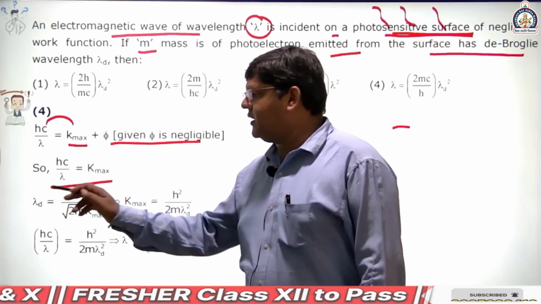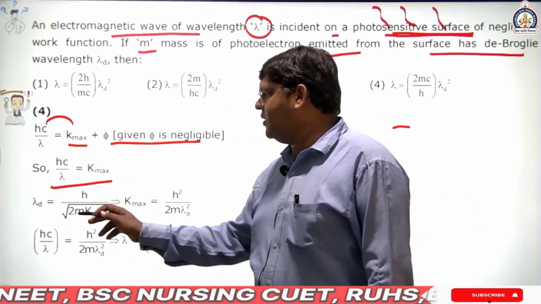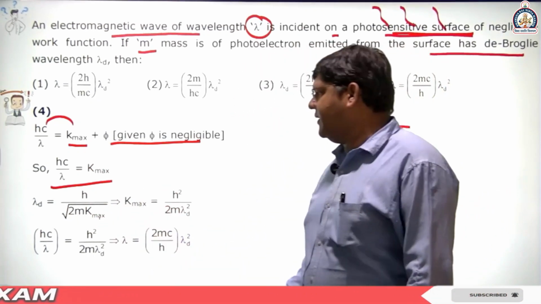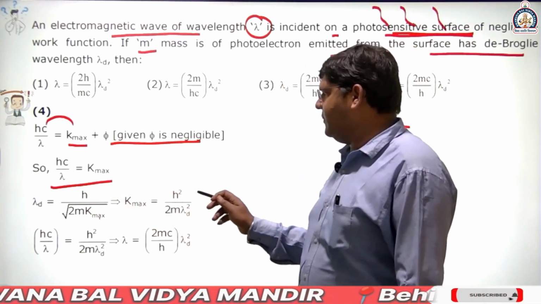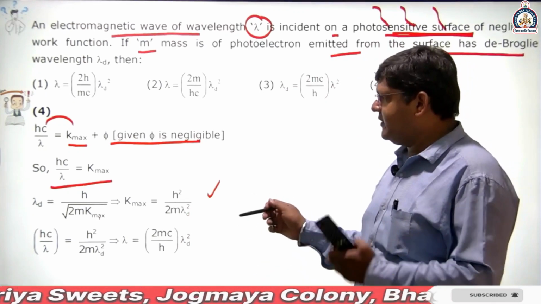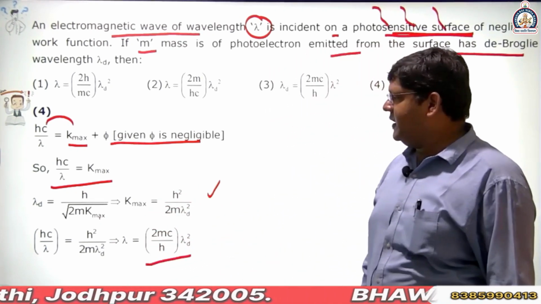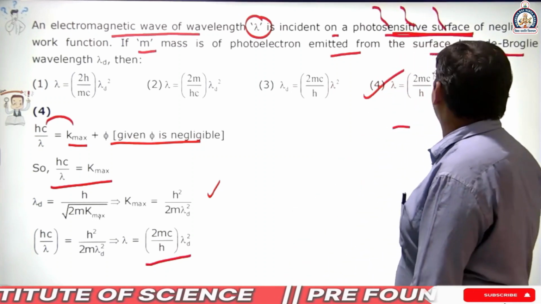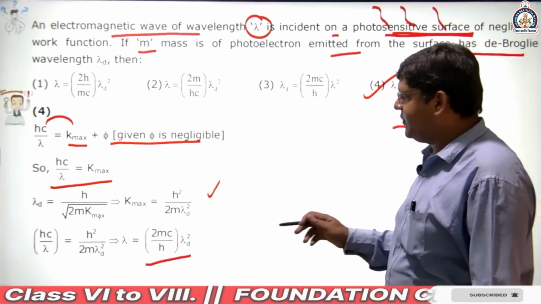Now solving for lambda d, we rearrange the formula for lambda d as h upon root 2m K maximum. Now we have to calculate the value of K maximum, so performing squaring on both sides, K maximum comes out to be h square upon 2m lambda d square. Now putting the values of this and solving for the relation between lambda and lambda d, we get option number 4. We have to relate both the wavelengths, the de Broglie wavelength and the normal wavelength, lambda and lambda d.